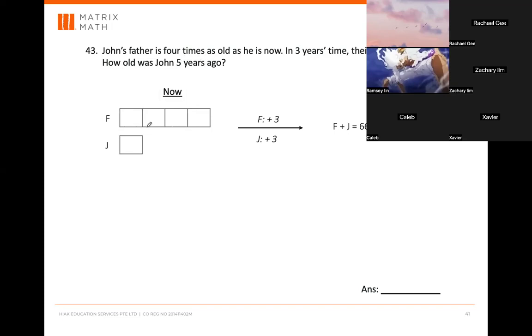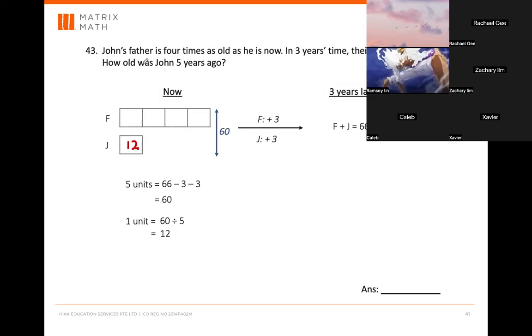So what we need to do is find John's age now, okay? So this is after both of them add 3. They are 66. So to find now, we use 66 minus 3 minus 3. So 5 units, which is 1, 2, 3, 4, 5 here, will be 60. So 1 unit will be 12. 60 divided by 5 is 12. So you know that now John is 12 years old, right?